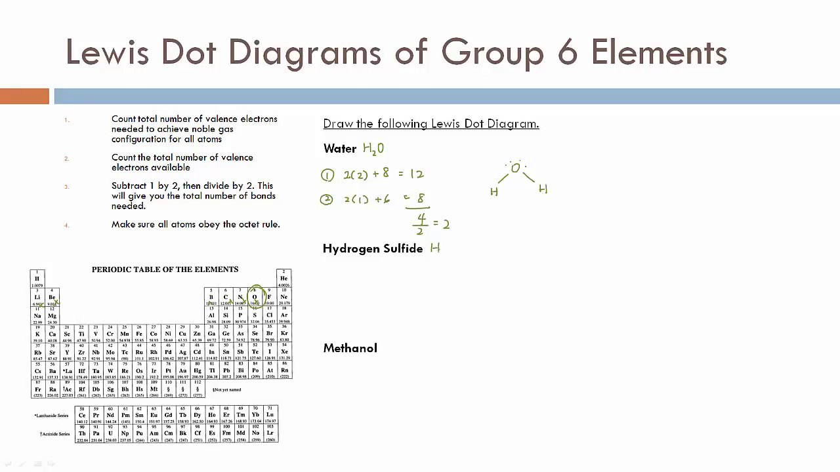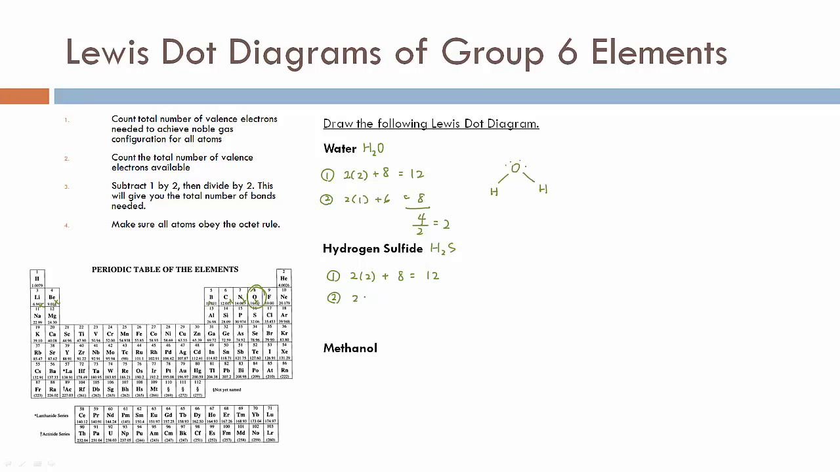Our next example is hydrogen sulfide, which is H2S. 2 electrons are necessary to fill the valence shell of hydrogen, and 8 electrons are necessary to fill the valence shell for sulfur. So that comes out to be 12.